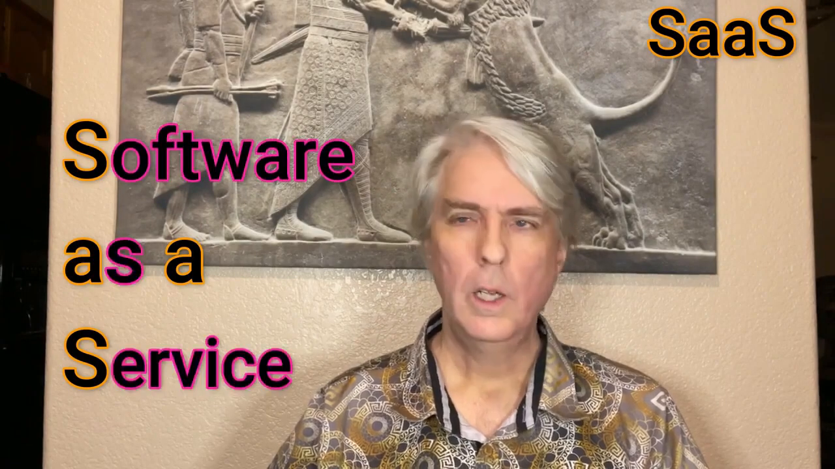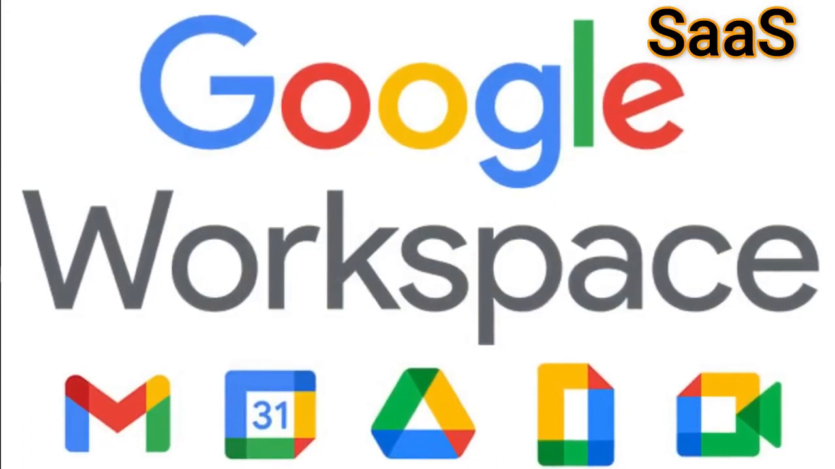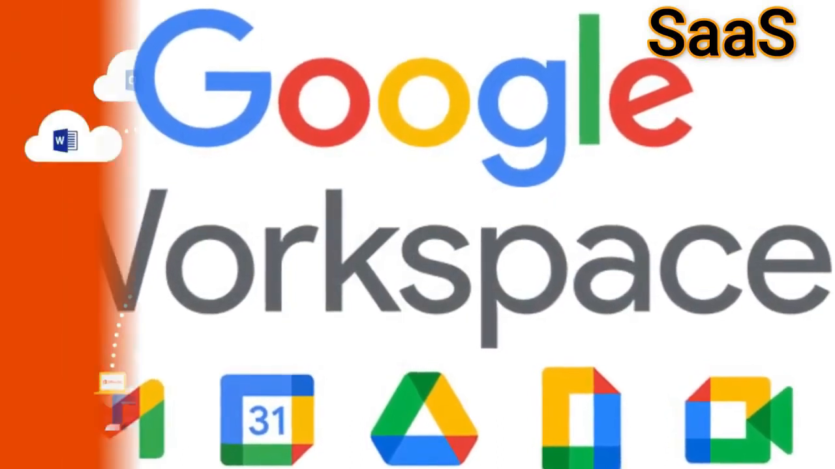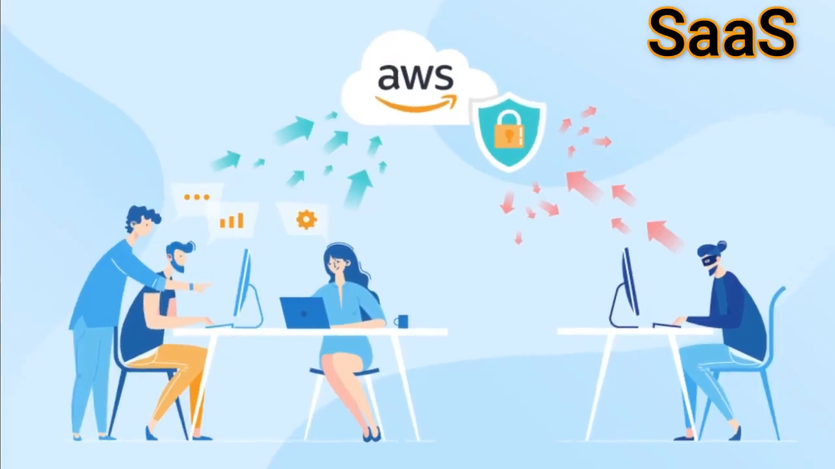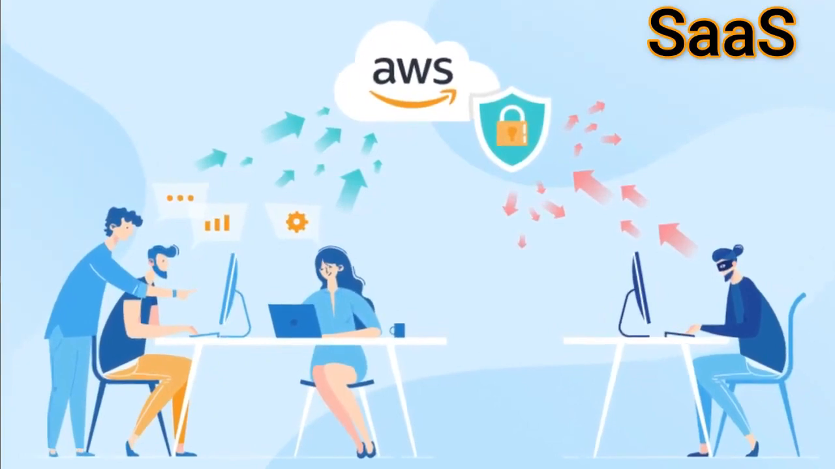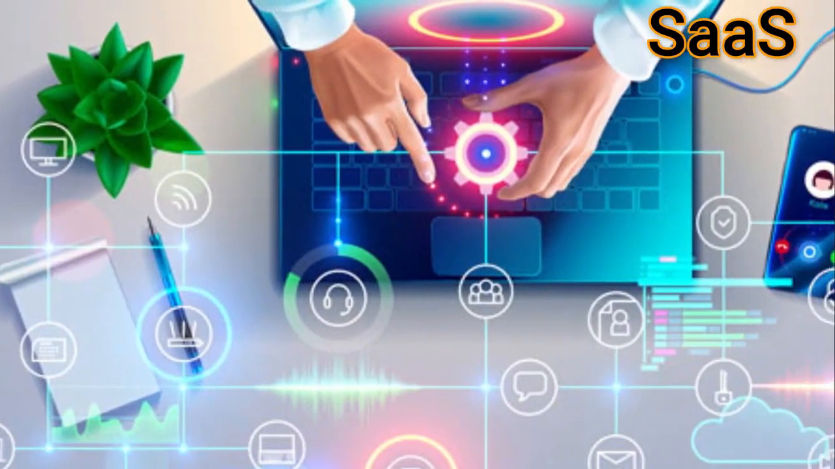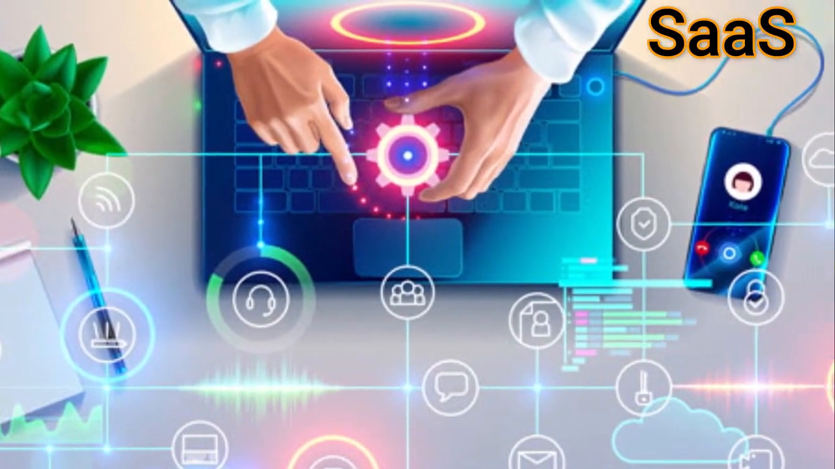SaaS. That's software as a service. The Google G Suite is a classic example. Also, Microsoft Office 365 Cloud, Amazon Web Services, AWS. These are all software that is only in the cloud. You don't have to download any software. It's usually all browser-based.